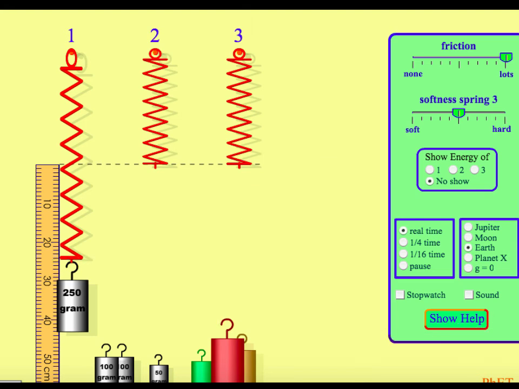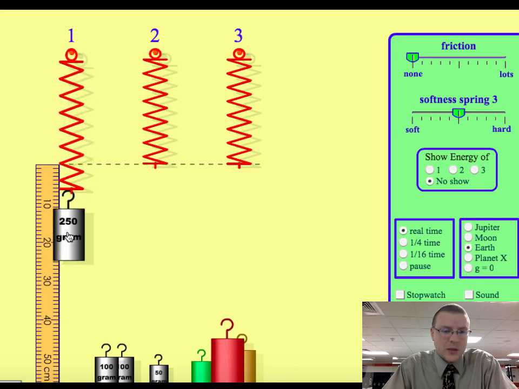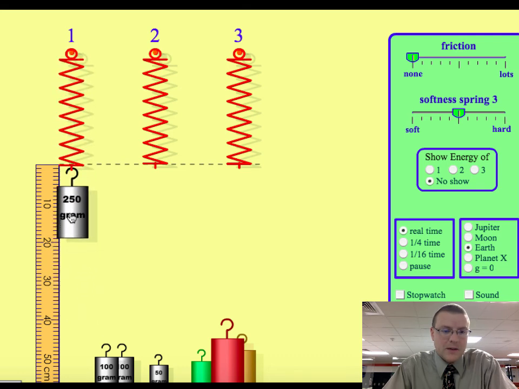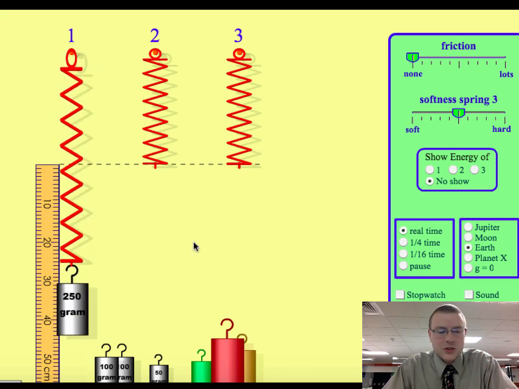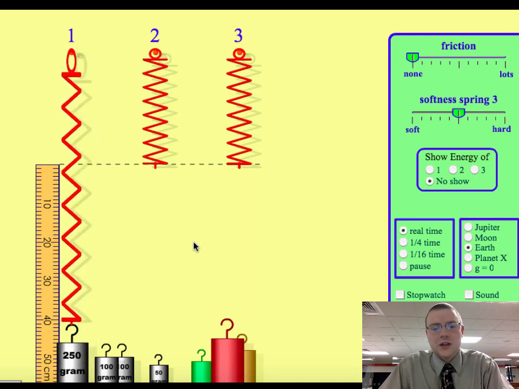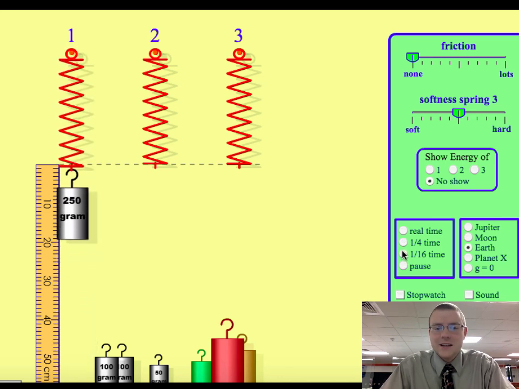What I can do with that now is take that mass, take off the friction, and put this mass in motion. When I put this mass in motion, I have now stretched it 25 centimeters away from its equilibrium, and I can let this move. Now this motion is too fast to watch, so the nice thing is they let us slow down time. We can put it in a quarter time, or I can even put it in 1/16th time.